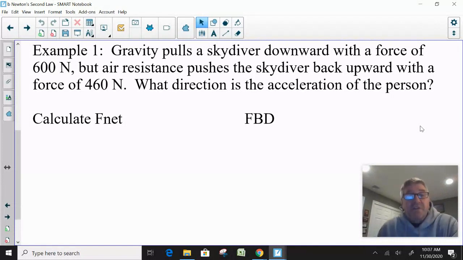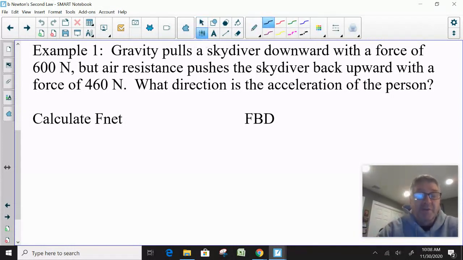It says gravity pulls a skydiver downward with a force of 600 newtons, so that's sort of weight, 600 newtons pulling him down, but air resistance pushes back up, and that force is going to be 460. So in physics, what we normally do is we draw an object, and almost all objects, we just draw them as boxes or points. So I'm going to draw it as a box.